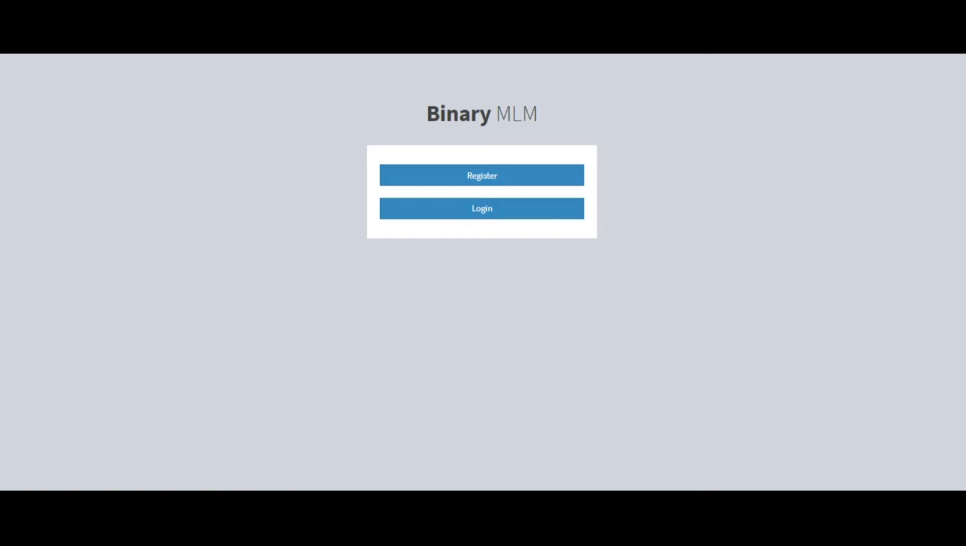The binary plan is a structure used in MLM. Now, what is MLM? Multi-level marketing. MLM is called multi-level marketing that ensures one member recruits two members to the first level.